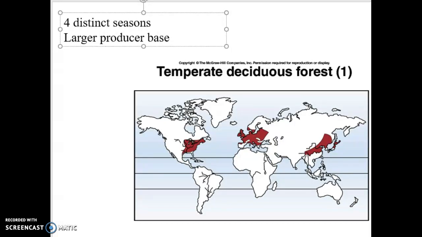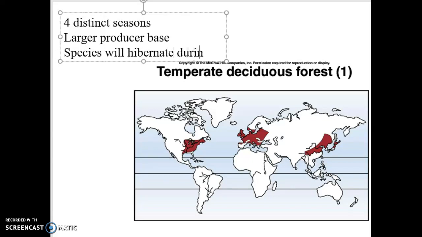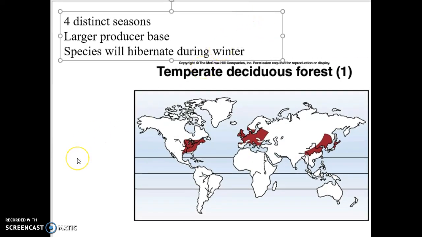Because we have these distinct seasons, our producer base can get bigger. It expands, it's larger. You only have to worry about cold for 2 months, maybe 3 months in the temperate deciduous forest. And most species here, instead of migrating when it gets cold, they'll hibernate instead. So during the winter, why move? You only have to burrow up and go into hibernation for 2 or 3 months. It's going to be a lot less stressful than trying to relocate to a new biome.